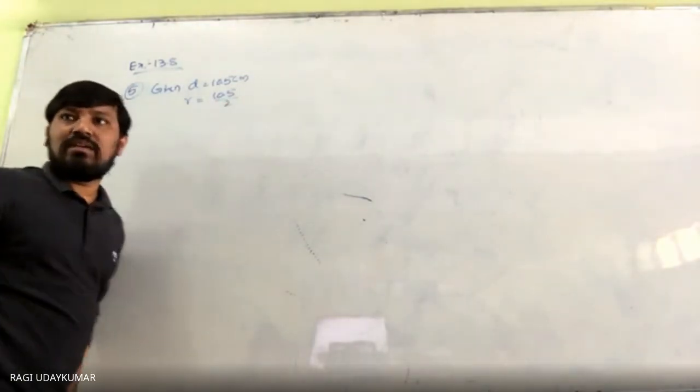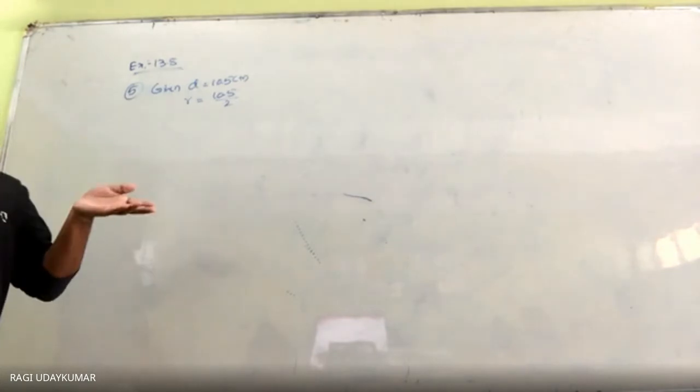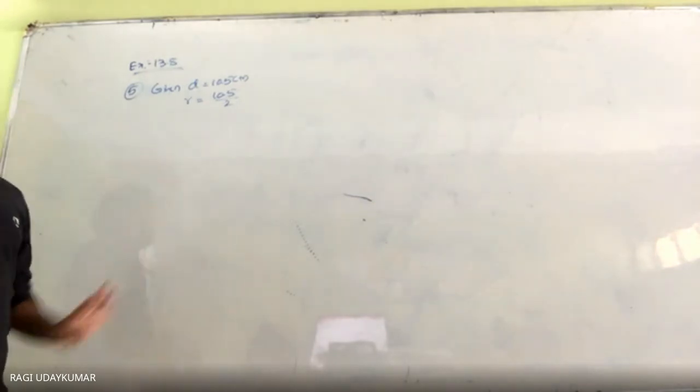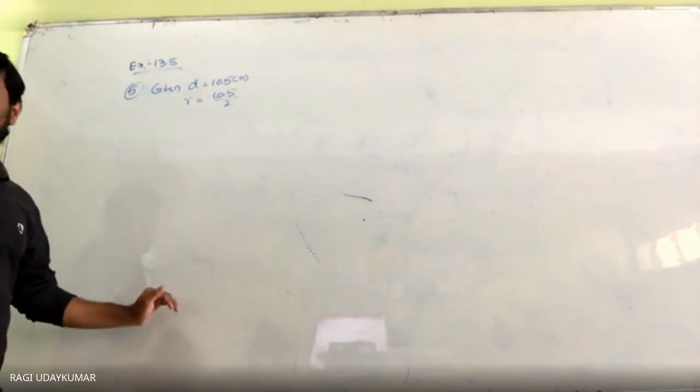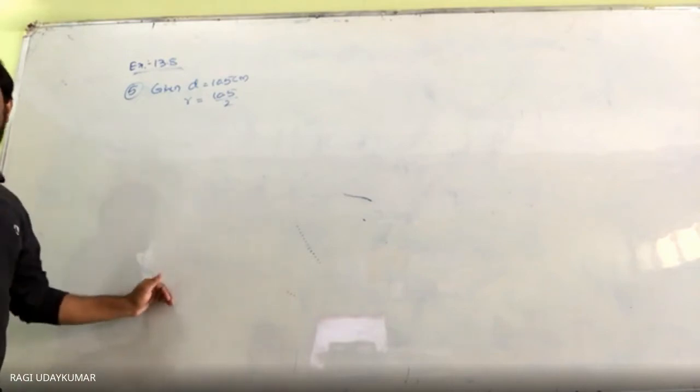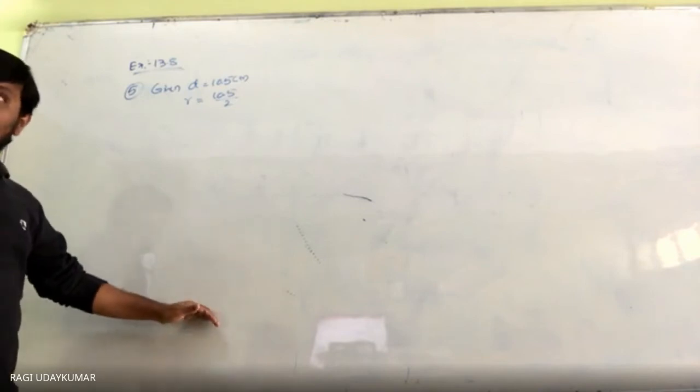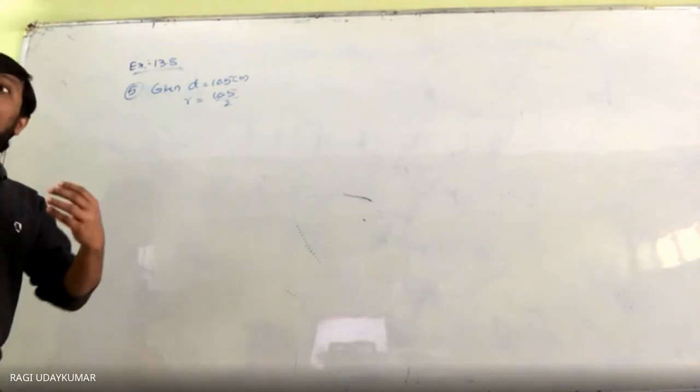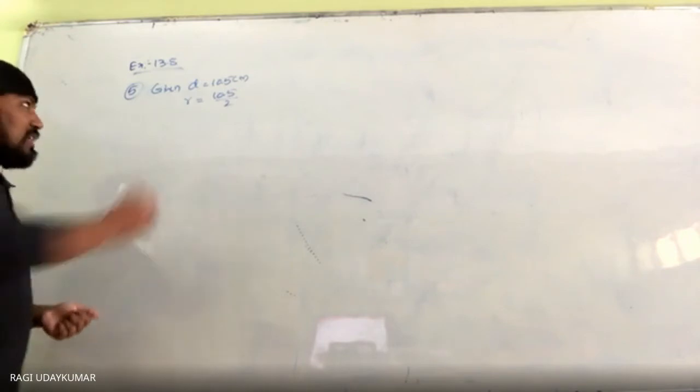10.5 by 2 is nothing but 5.25. Or you can keep it 10.5 by 2 as it is, because in the volume 2/3 will come, and 22 has a 2, so those 2s can be cancelled. Why do we increase the decimal places? So that we have to.